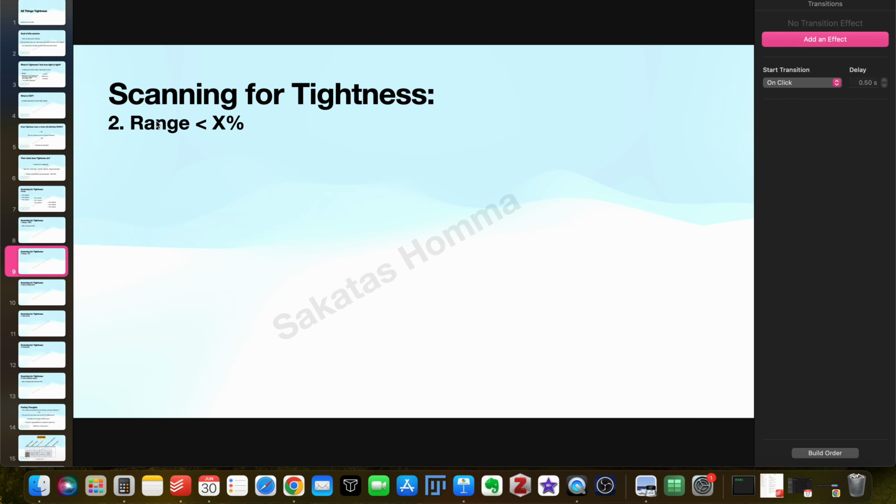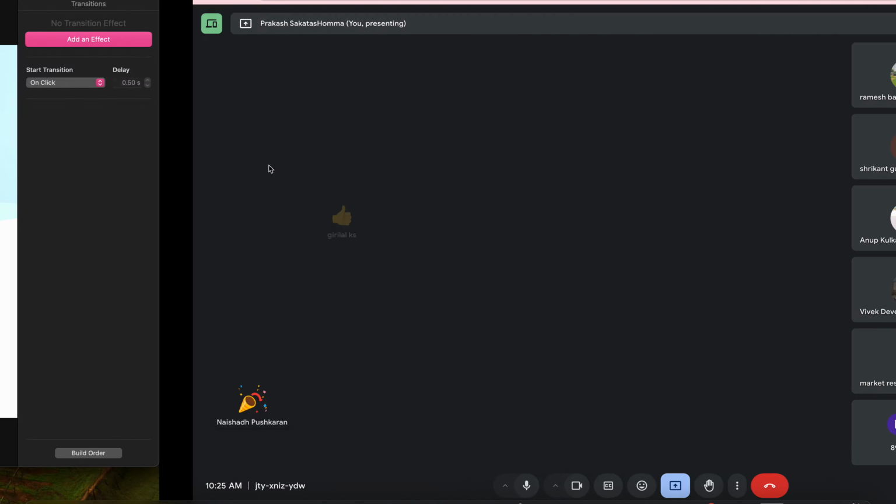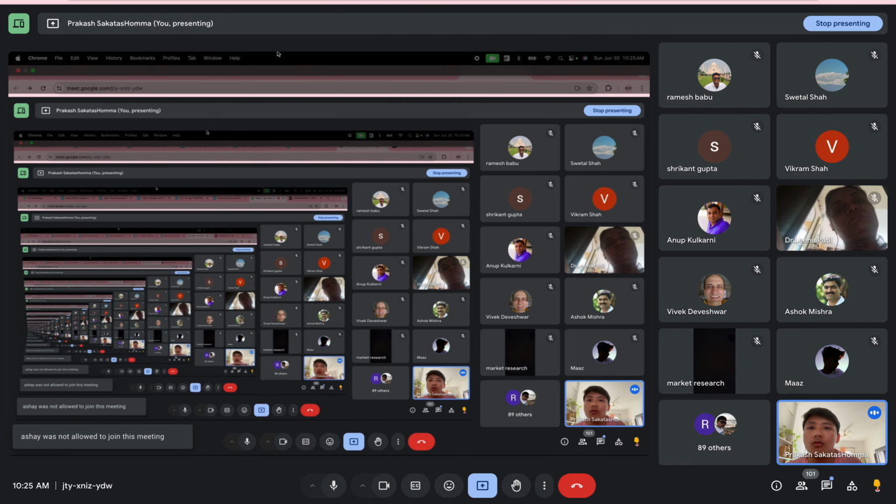The next way to scan for tightness is to scan for range. So forget ADR. You just want to scan for stocks which are tighter than X percent. This X percent could be 2%. If you want semi tight, 1%. You can just put whatever number of tightness you want, once you know what tightness is.